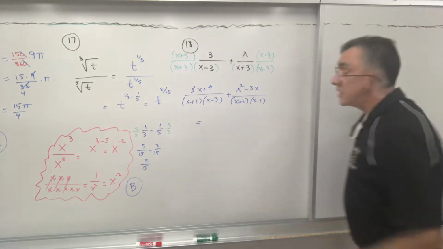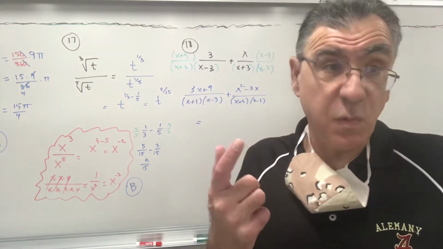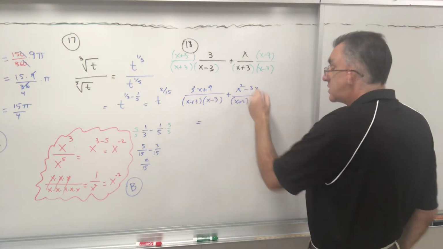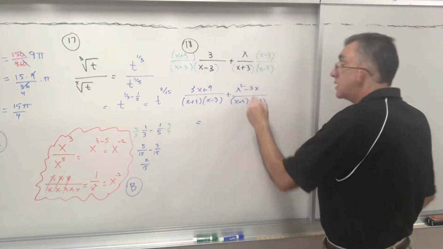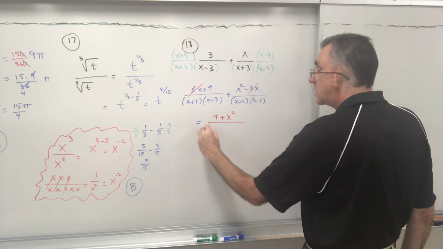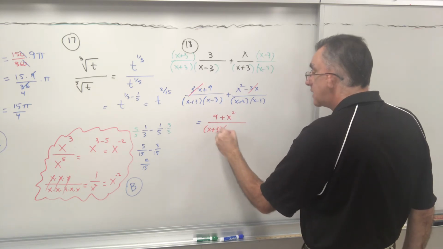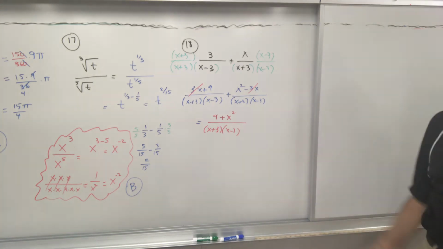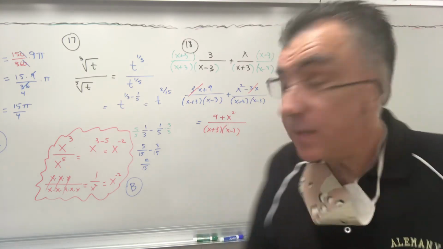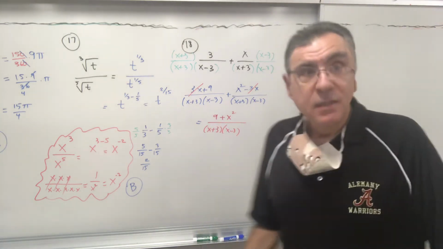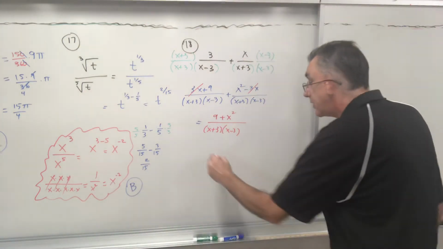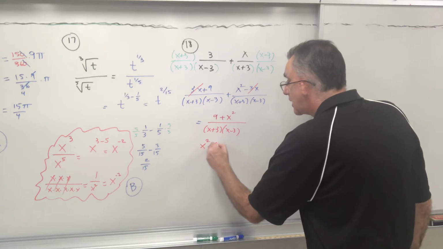Now, we have to make sure it looks like the answer that we want. Let me switch to red. Notice the 3x terms are going to cancel, and I'm going to get 9 plus x squared over x plus 3 times x minus 3. Now you'll notice that doesn't match any of the answers exactly, but it does, right? We have to do a little bit of manipulation here. A plus B is the same as B plus A, so 9 plus x squared is the same as x squared plus 9.